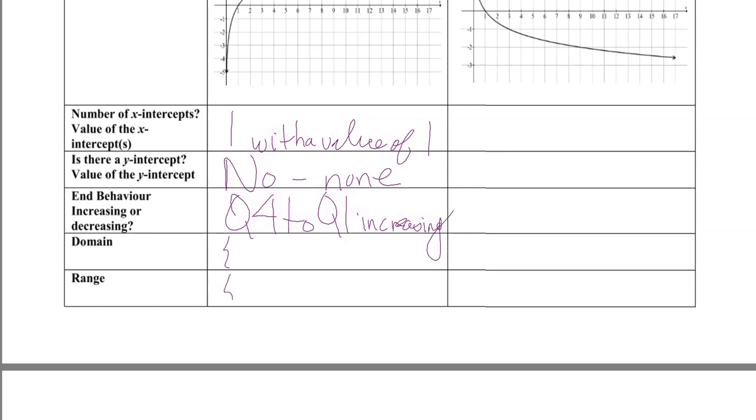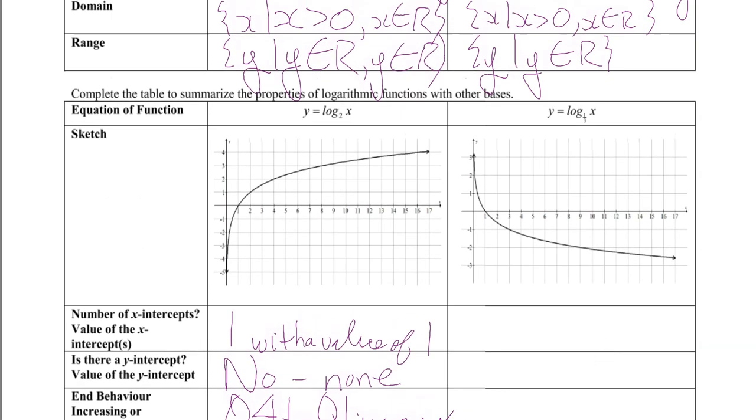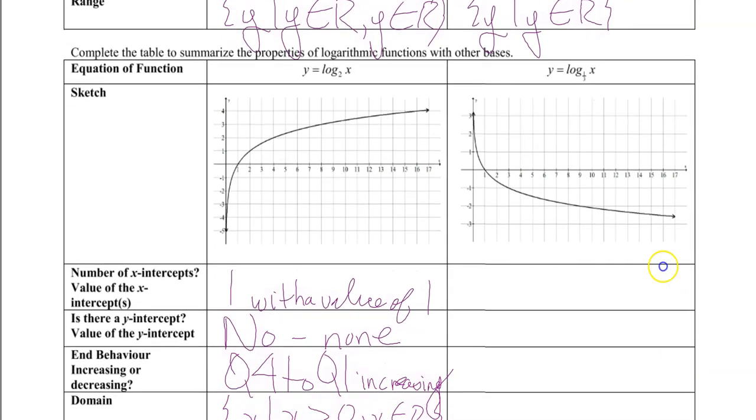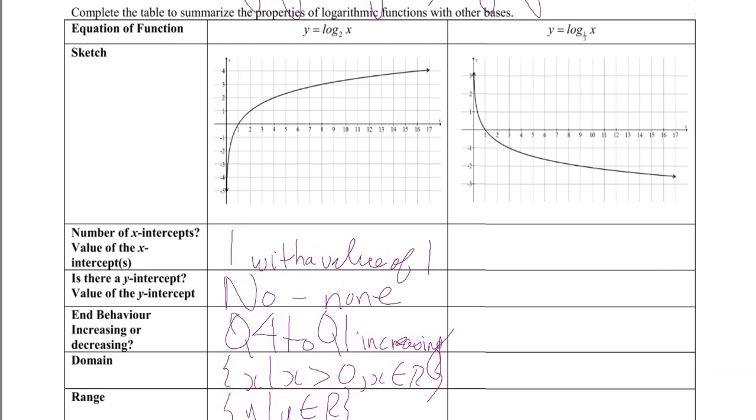Domain? Range? So no change there, right? Oh, something changed here. Y is equal to log base, what's that say? 1/3. Base 1/3. Okay. Something changed. Did that change the x-intercept? No. So what is the x-intercept? Or sorry, how many are there with a value of 1? Okay, so changing the base didn't change that.